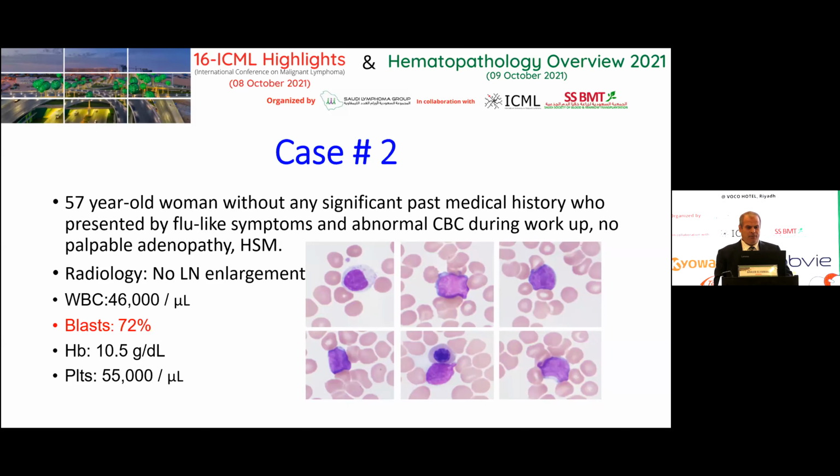The second case is a 57-year-old woman without any significant past history who presented with flu-like symptoms, and during routine workup, we discovered blasts in the peripheral blood. See the blasts in this. They are medium to large cells with prominent nucleoli and immature. It has the morphology of blast cells. The WBC was 46, with 72% blasts in the peripheral blood. Based on that, we suggested acute leukemia for this patient, based on the morphological finding of the peripheral blood.